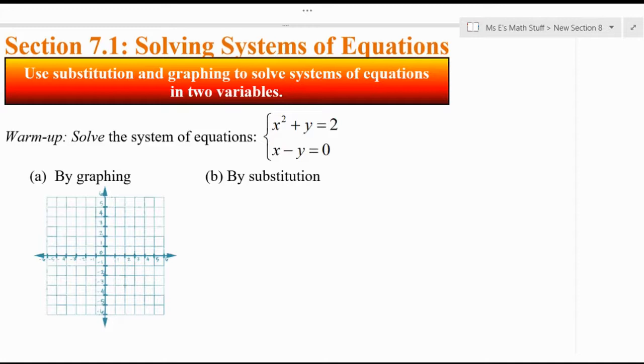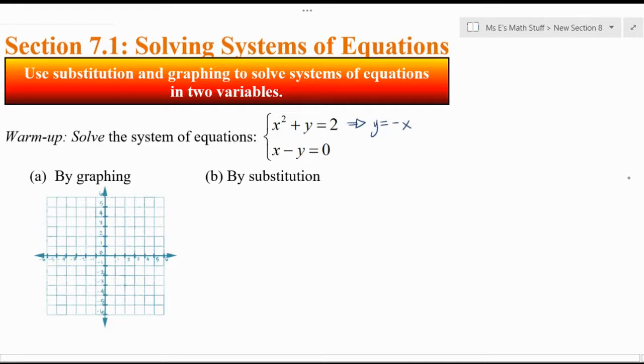Getting started with graphing, I personally like to isolate y in both situations, and that kind of serves two purposes. When you get to doing it by substitution, it's kind of nice that you would have done that already. So for the first equation, y is equal to the opposite of x squared plus 2. So graphing that function would just be a normal x squared graph and then shift it up 2.